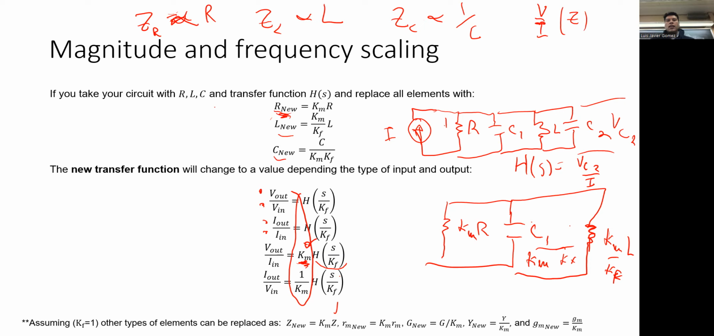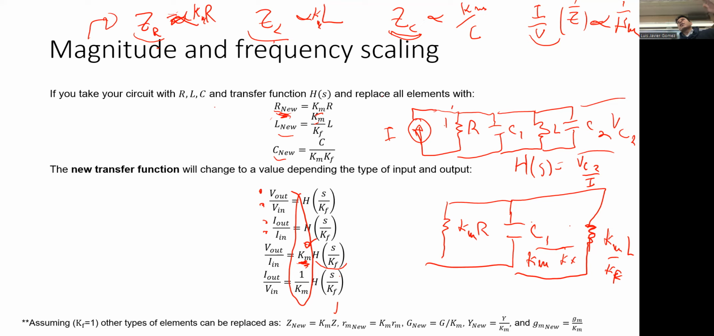So when you magnitude scale everything, you multiply R by Km, you multiply L by Km, and you divide C by Km. As a result, because V over I has units of impedance, you multiply it by Km. Now, if the output was current over volts, that's 1 over impedance, so you would divide by Km. And if it's unitless, you don't do anything. Effectively, what you're doing in magnitude scaling is taking every impedance and multiplying it by Km. For resistors and inductors, because the impedance is directly proportional to the lumped element parameter, R or L, you multiply by Km. But for capacitance, because it's 1 over the lumped element parameter, you have to divide the capacitance.